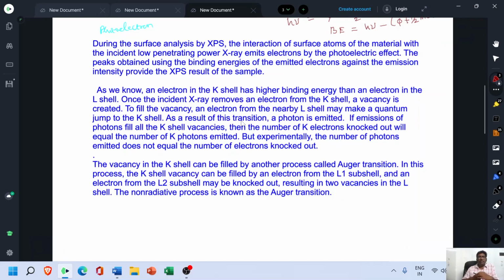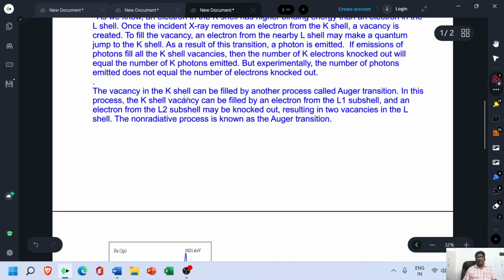If emissions of photons fill all the K shell vacancies, then the number of K electrons knocked out will equal the number of K photons emitted. But experimentally, the number of photons emitted does not equal the number of electrons knocked out. The vacancy in the K shell can be filled by another process called Auger transition.